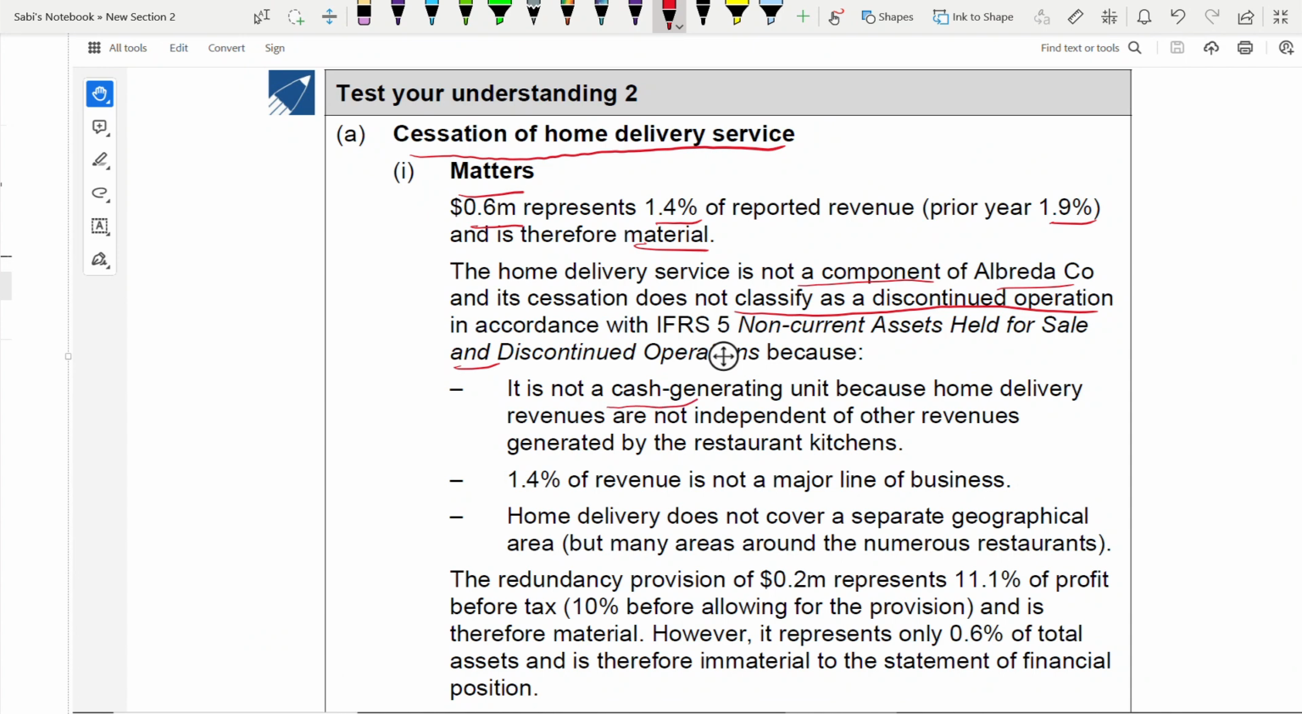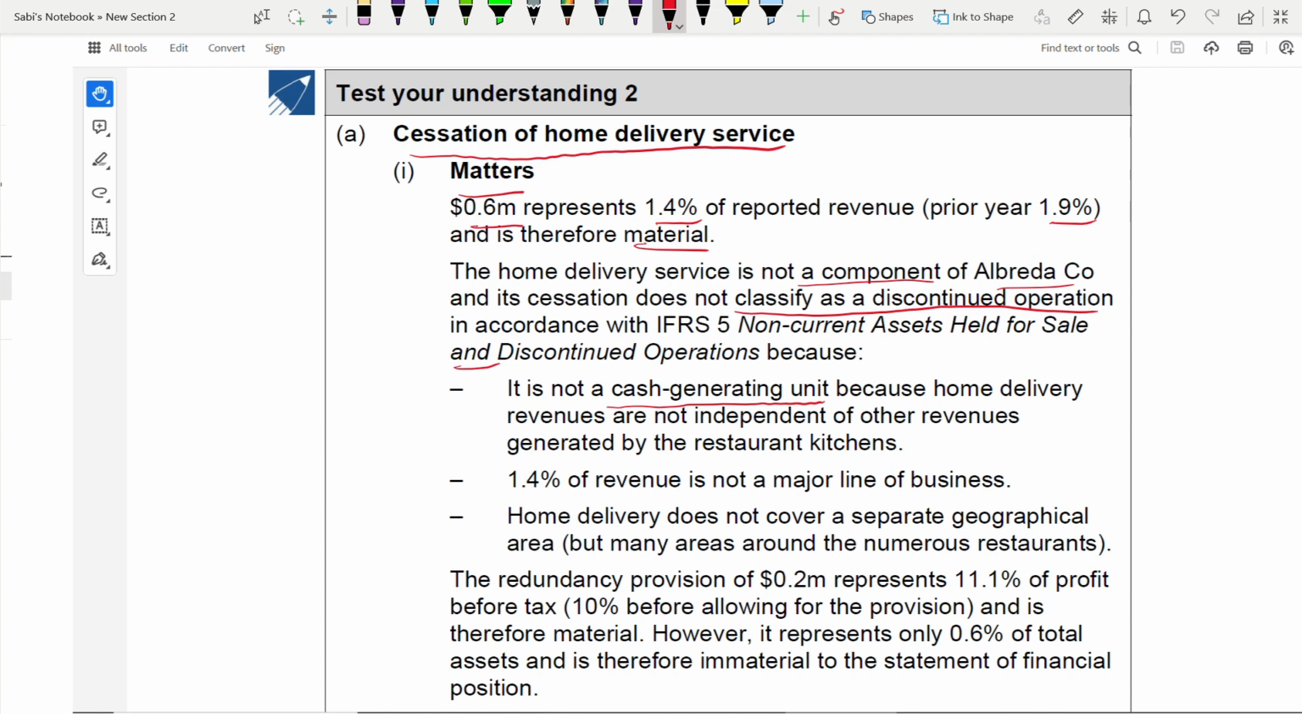it's a non-cash generating unit. That means independently you cannot generate revenue from having a home delivery service. It's a part of a restaurant. Okay. It is not independent of other revenues that you generate from the restaurant's kitchen. If it was independent, you could generate cash flow, then okay, it makes sense. So according to the first one, it's not a component.